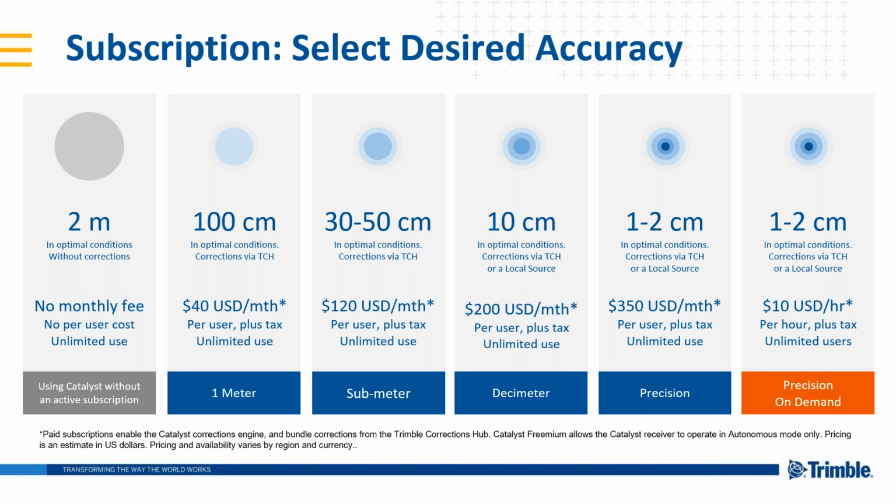go. So just to summarize these again, there is a free option that just uses the antenna to improve the autonomous position of your phone, which gets you to about 2 meters. And then there are 4 monthly subscriptions that you can choose from. And that's really just about choosing the desired level of accuracy. And across those 4 levels of subscription, there is unlimited use per user. And then on the right hand side, there is the on-demand option, which is a pay-as-you-go model.